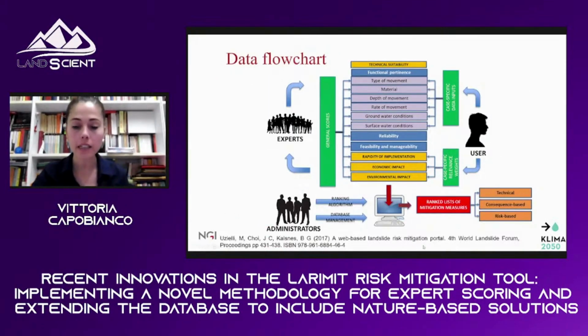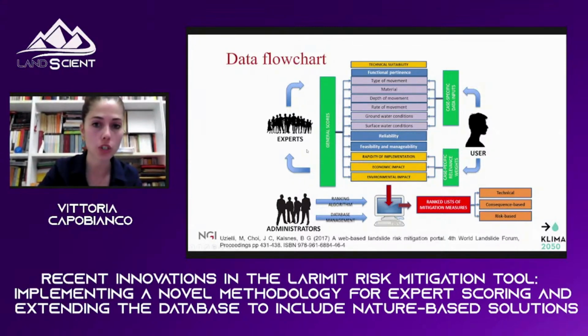So Uzielli et al., who were the developers of the LaRiMiT in the first place within the project Climate 2050, provided this data flowchart just to show what the main figures behind LaRiMiT are. As I said, the experts provide general scores based on technical suitability and other factors for each candidate measure. On the other hand, the user inputs some scores for those criteria that are related to the specific type of landslide they are dealing with.